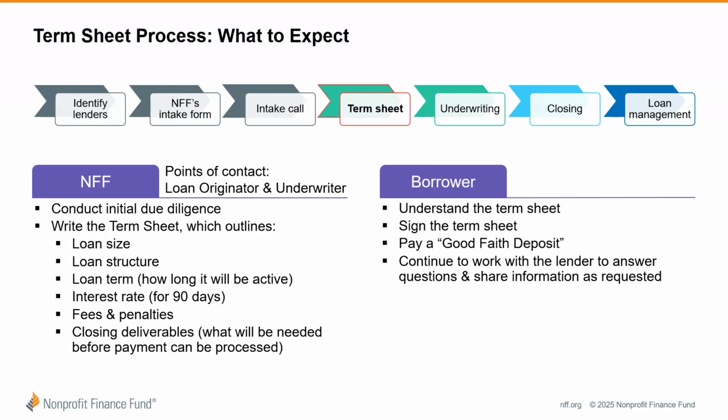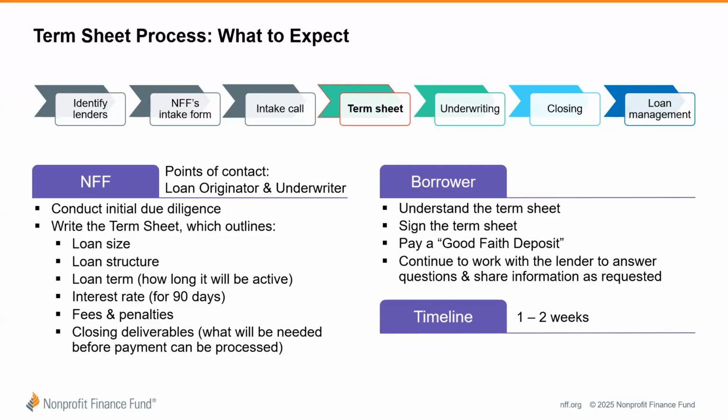Ultimately, NFF's goal, the underwriter's goal, is to develop a loan structure with a repayment schedule that matches the nonprofit's revenue streams and has manageable repayment terms. The best loan structure is one that your organization will be able to repay. So we welcome questions about things that might make managing the loan challenging, so we can work through them with you. The timeline for this part of the process is usually between 1 to 2 weeks.